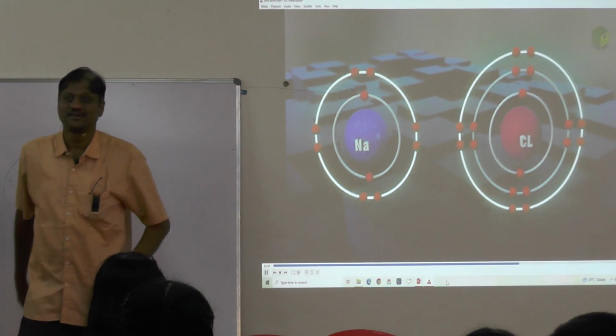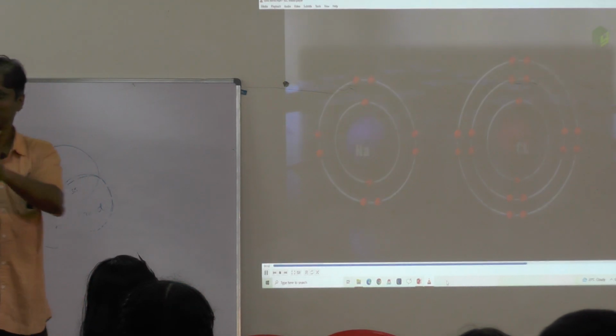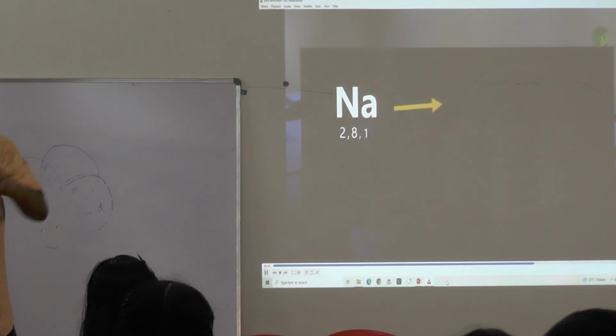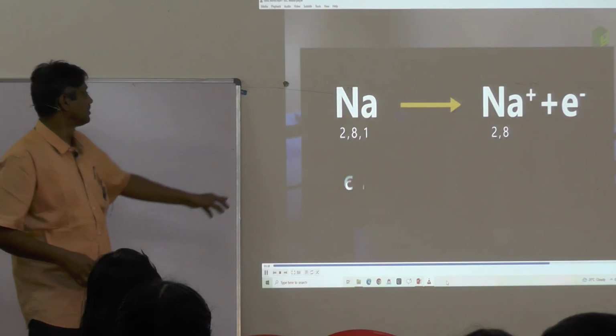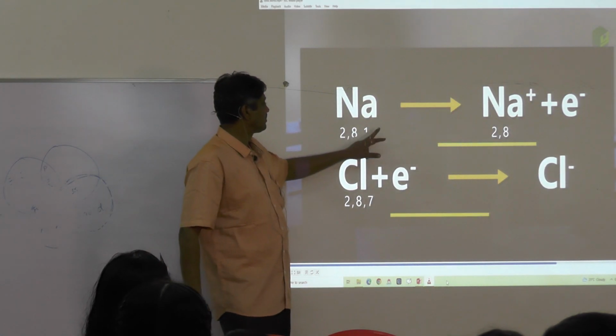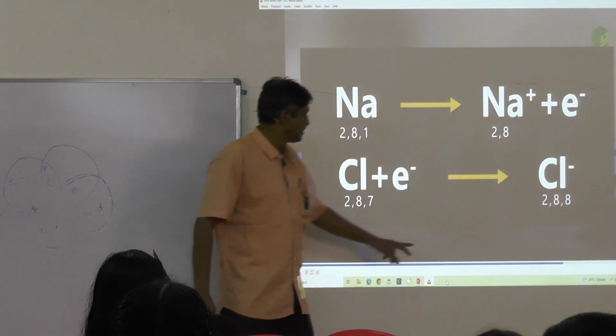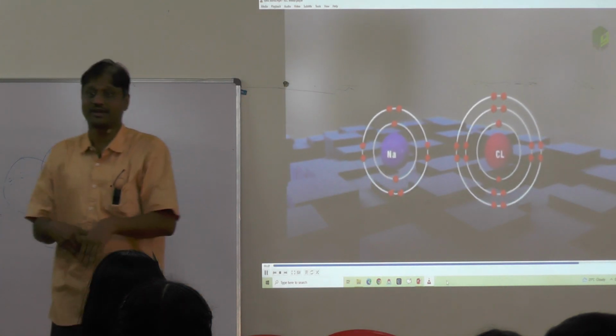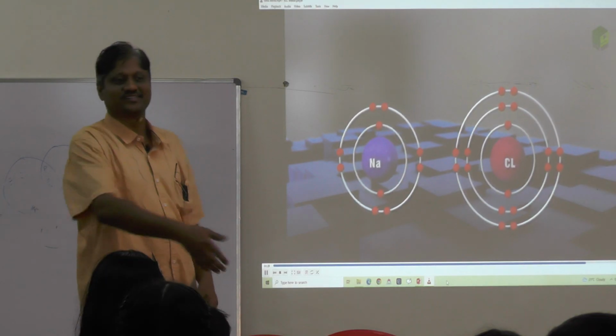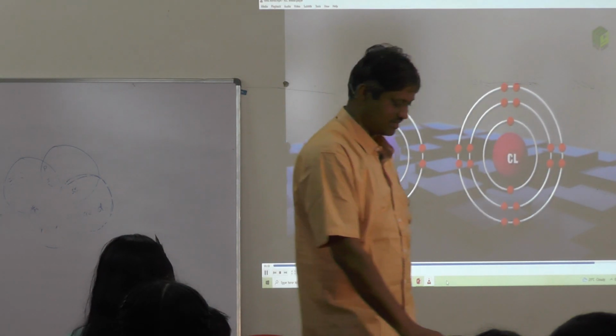The size reduces. After donating an electron, the ion size will reduce. You should notice that here, how the size decreases. So it gives out one electron to complete the octet, and chlorine gains one electron to complete the octet. So in an ionic bond, it is given and taken. That is an ionic bond.